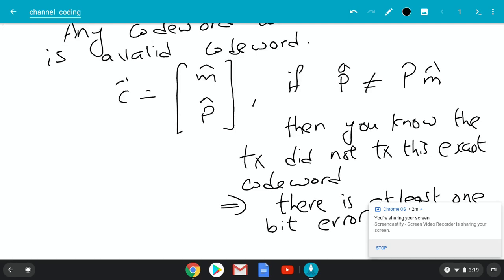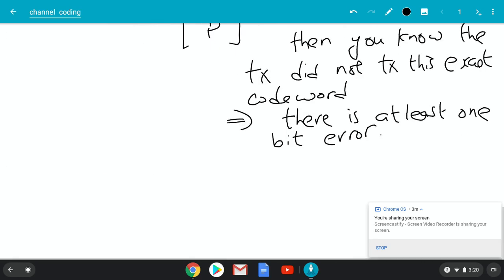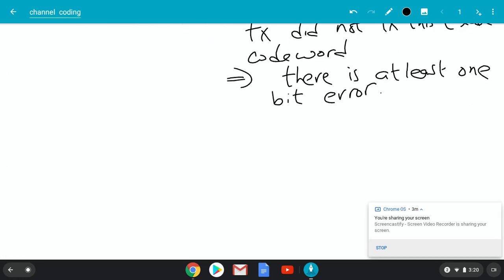Okay, so now remember the contrary. If P hat turns out to be equal to capital P times M hat, that does not necessarily mean there is no error, right? But we'll get there later. But if it turns out that this is not equal to this, you immediately know that there is something wrong, right? Because whatever the transmitter transmits, it will make sure that the parity bits are obtained from the message bits using the matrix multiplication. If that rule is not satisfied, then there is something wrong. So in other words, if P hat is not equal to capital P times M hat, there is an error.